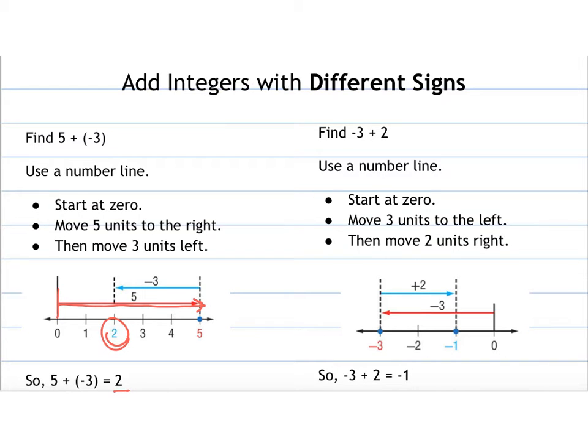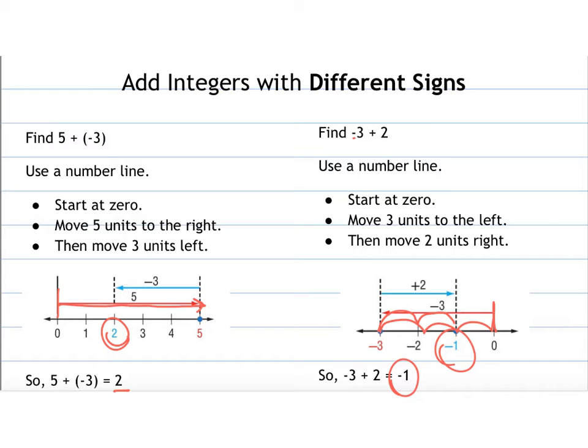On our next one here, -3 plus 2, we start at 0, and since it's a -3, that tells us that we're going to go left 3, 1, 2, 3. But now we are adding 2, and positive numbers move us to the right, so we are going to move to the right 1, 2, and we end up here at -1. So -3 plus 2 is -1.